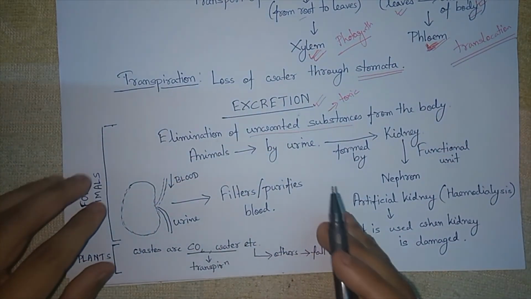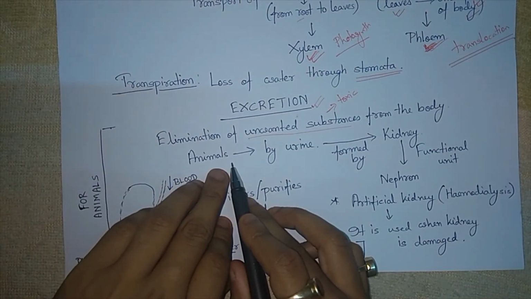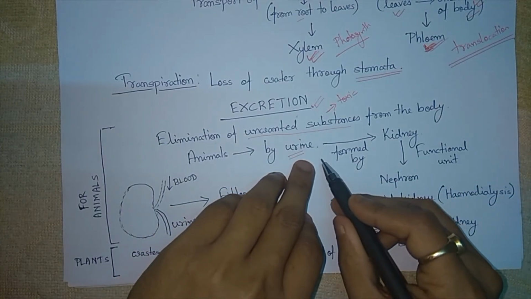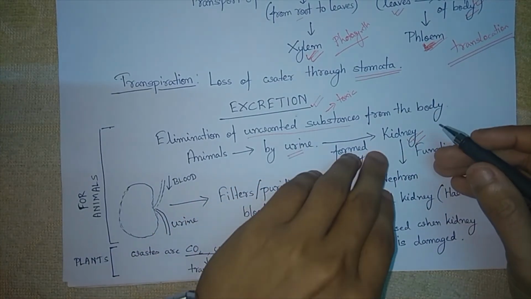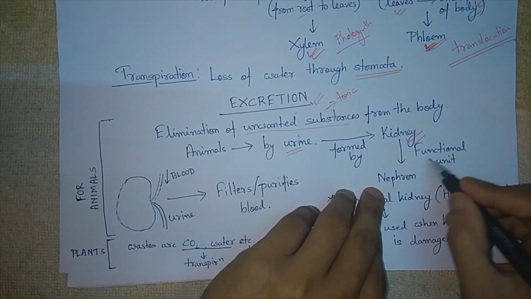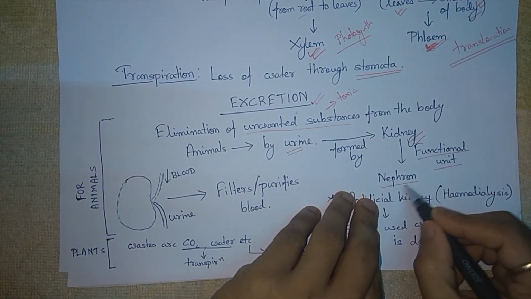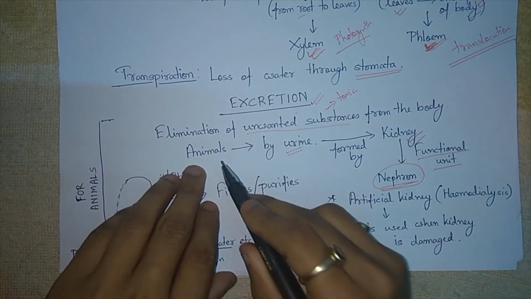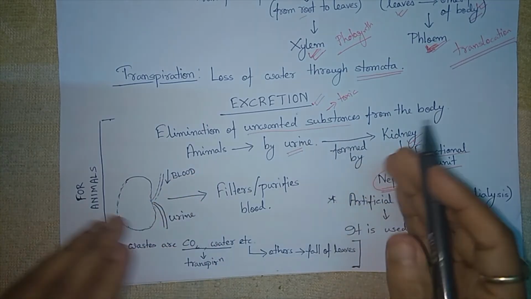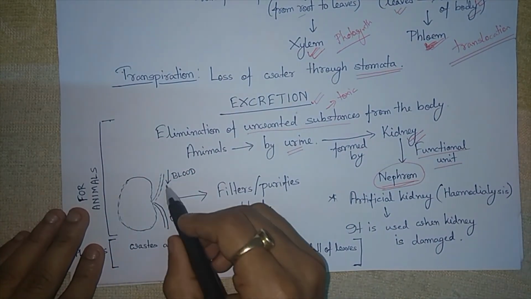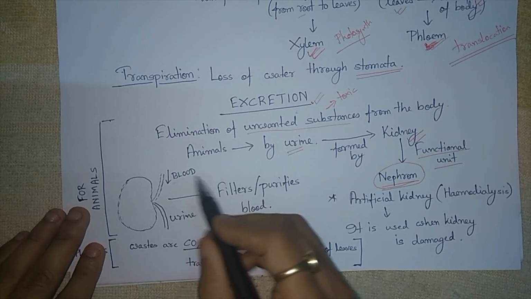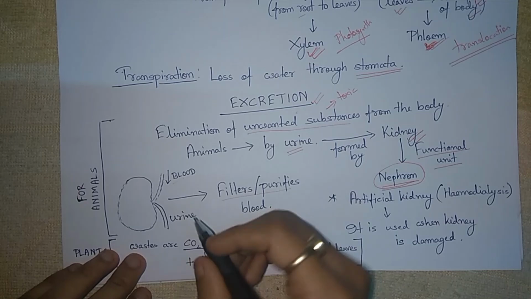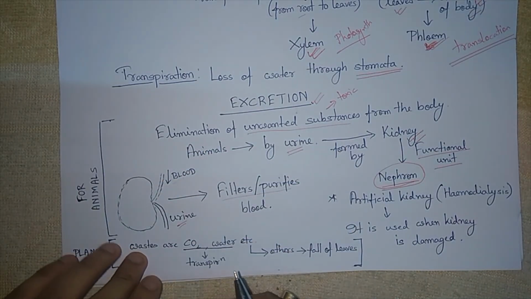For animals, these unwanted substances are eliminated by the formation of urine, and this urine formation is done by the kidney. How does the kidney form urine? Because it has a functional unit, and the name of the unit is nephron. With the help of nephron, they can form urine. Through urine, animals excrete the unwanted substances. This is the kidney. This is the tube which brings the blood for filtration or purification. From blood, unwanted substances in the form of urine are eliminated.